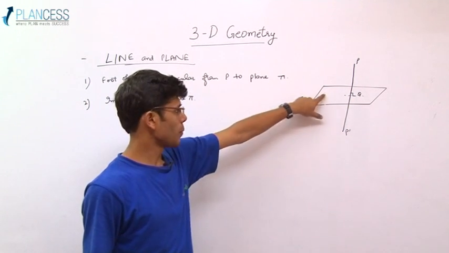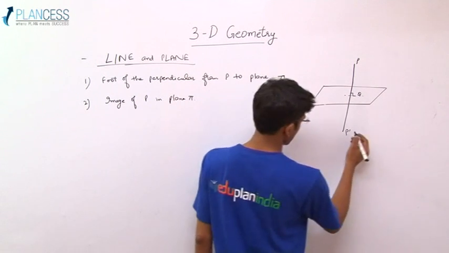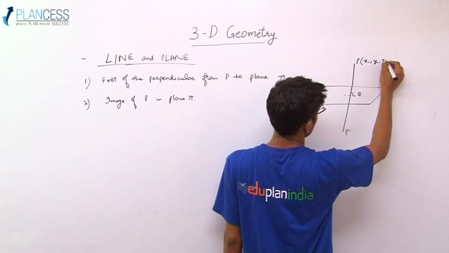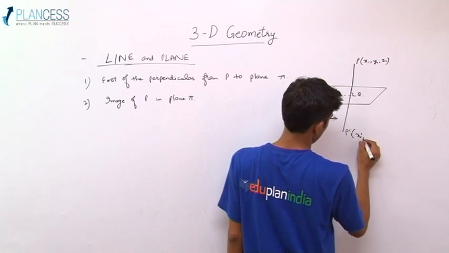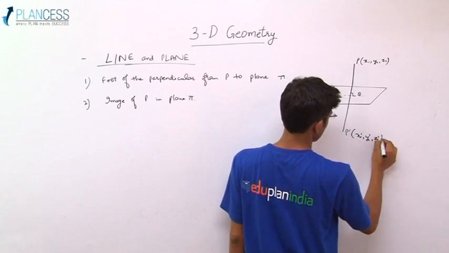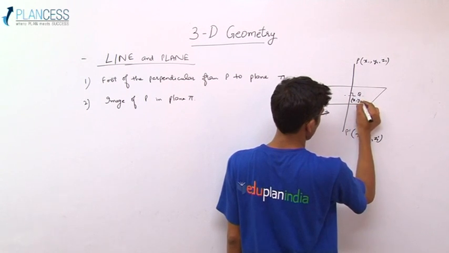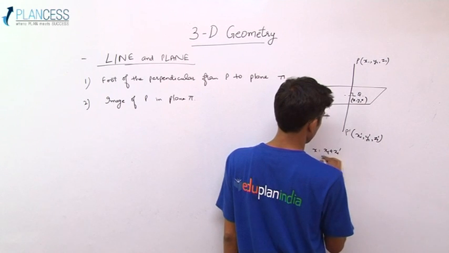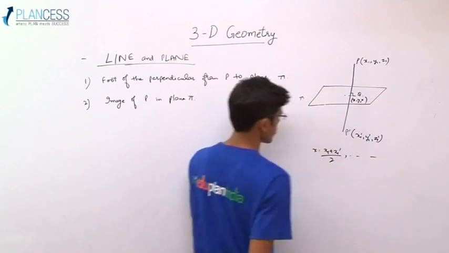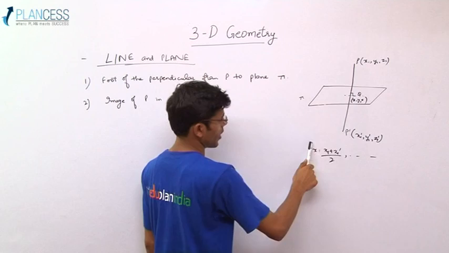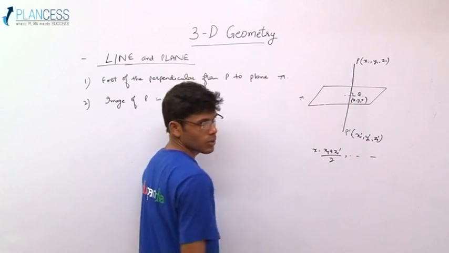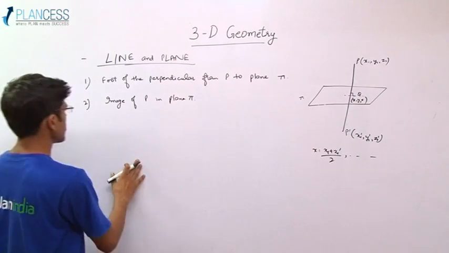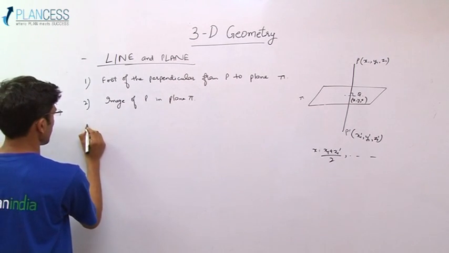plane pi, can easily be found. Say this has coordinates x1, y1, z1, this has coordinates x1 dash, y1 dash, z1 dash, and you get coordinates of Q as x, y, z. So x is x1 plus x1 dash upon 2. Similarly, since you have already found x, and you know x1, using both of them you can find x1 dash, similarly y1 dash and z1 dash. So this is the way you find the image of a point P.